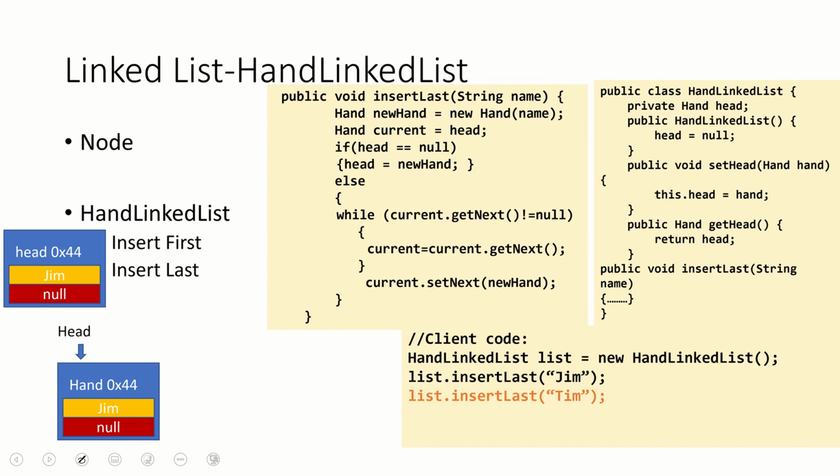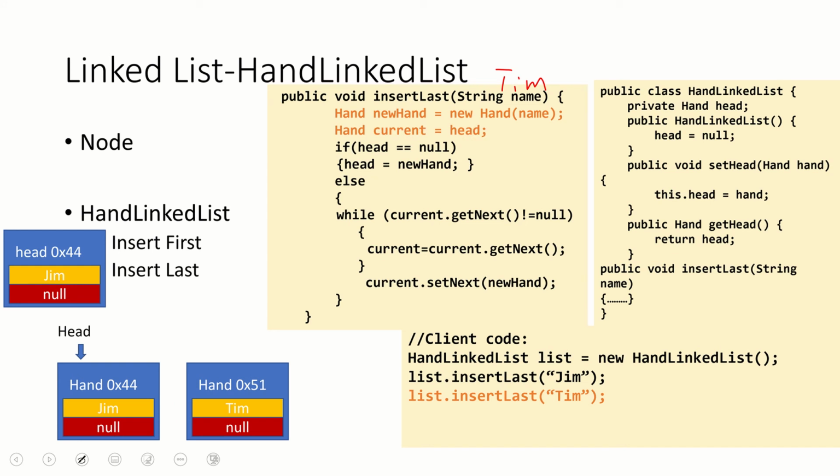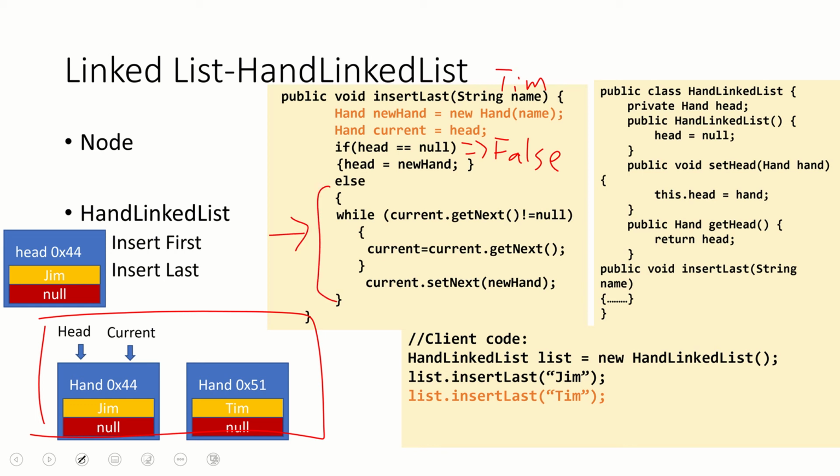Then we go to the next line, insert last Tim. Once we go to Tim, this instance variable will be Tim. Then we create a new instance of the hand, which is Tim. Then we assign the head to the current one, right? So again, it looks like this one. Obviously the current head is not none, so this returns false, which means we have to go through this else statement.